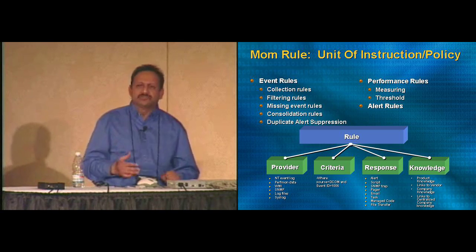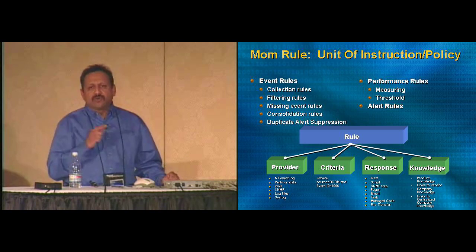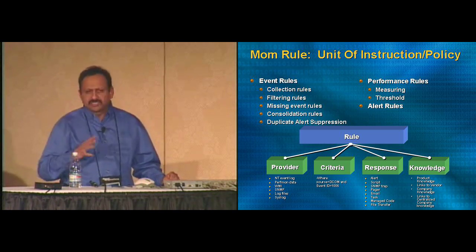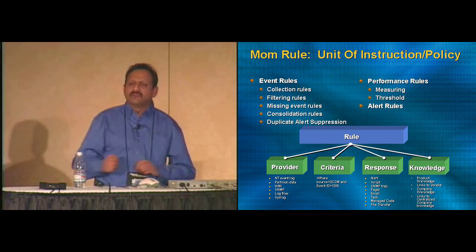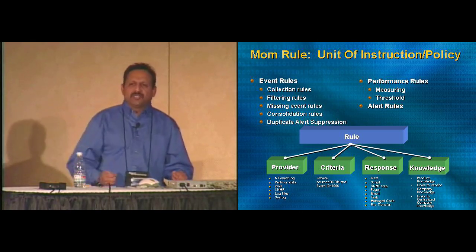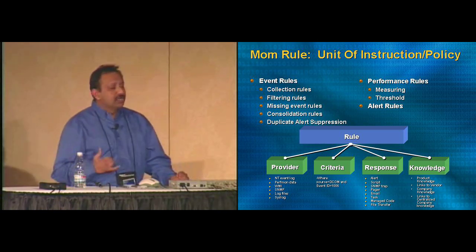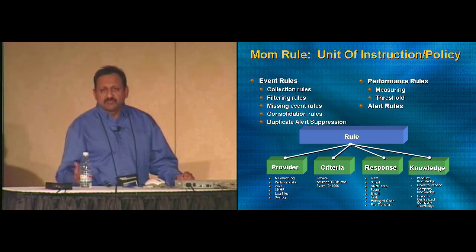For instance, collection rules just collect selected events. A filtering rule would look for a certain type of event and remove it from the stream. There are three subcategories to that, but at an overall level, it'll remove it from the stream, either preventing it from getting into the DB or removing it right where it sees it. A missing event rule looks for something that did not happen within a certain time.